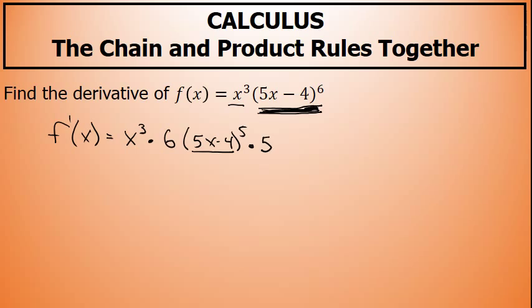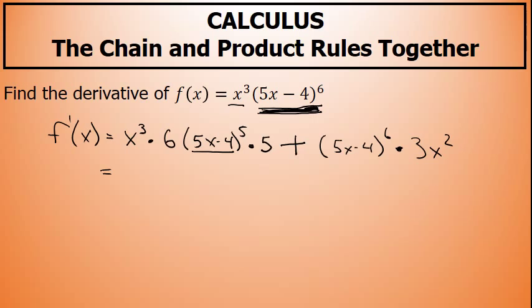So this is, using the product rule, the first factor, x to the third unchanged, times the derivative of the second factor, which turns out to be 6 times (5x minus 4) to the fifth times 5. The second part of the product rule is the second factor, (5x minus 4) to the sixth, unchanged, times the derivative of the first factor, and the derivative of x to the third is simply 3x squared. So we have a derivative, but let's clean this up.